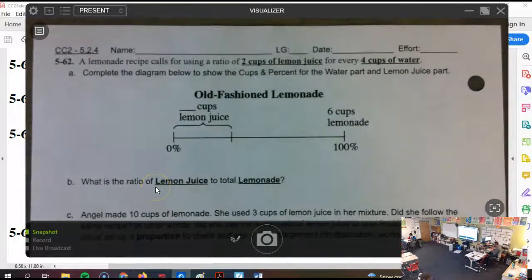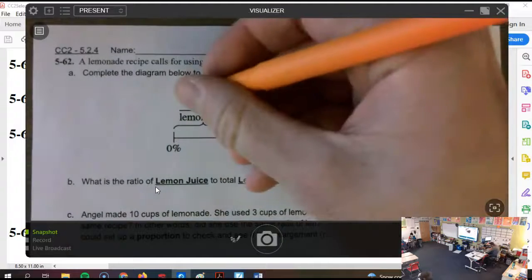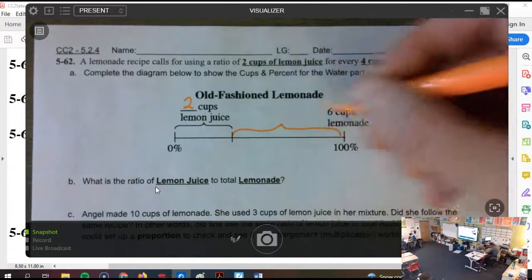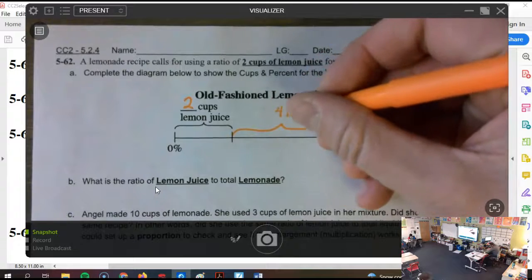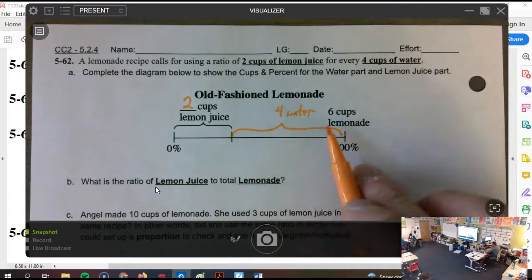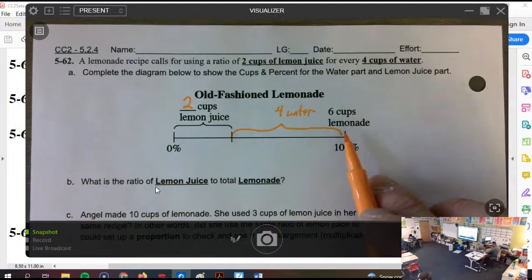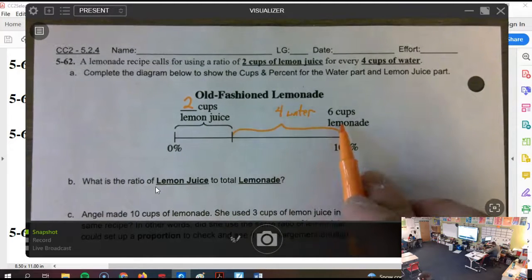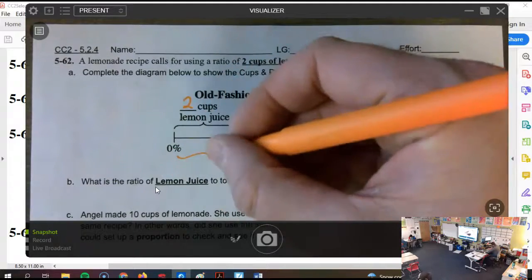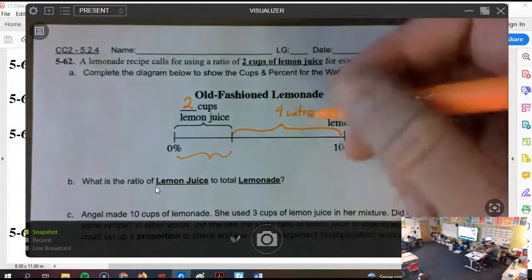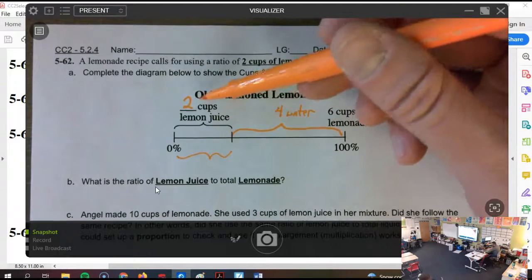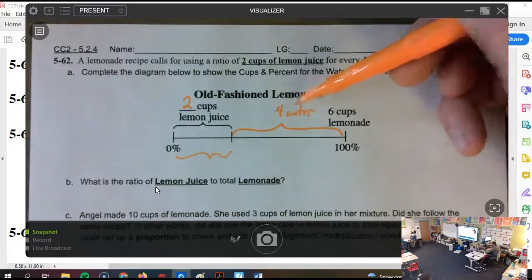So 2 cups of lemon juice for every 4 cups of water. As I start drawing this picture then, I'd have 2 of lemon, 4 of water, 6 total, right? Because when I put 2 plus 4, I get 6 total. So really this section, when I start thinking in percents, is 2 out of 6. The trap door is kids will think 2 out of 4, but 4 is not your total.